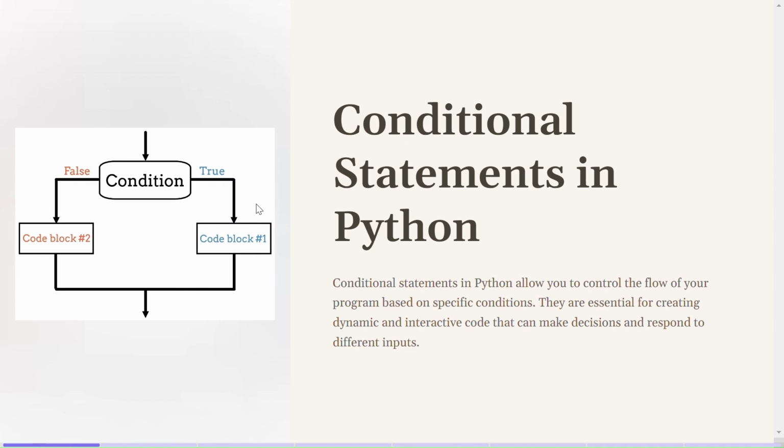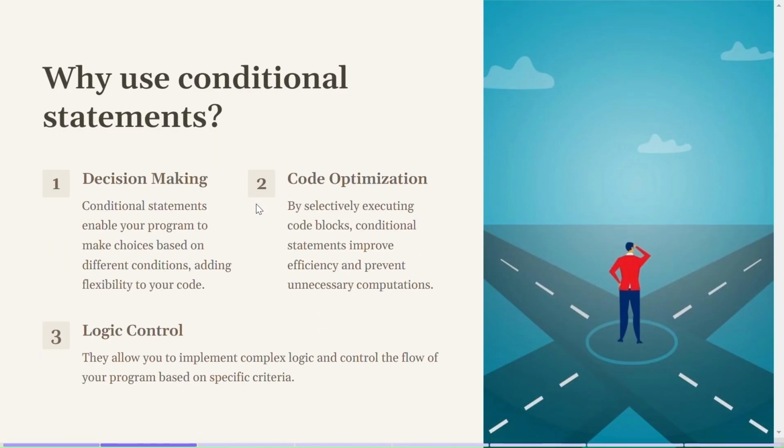Before we start coding, let's understand why conditional statements are so important. So, why use conditional statements? First, decision making, second, code optimization, and third is logic control. So, what is decision making? Just like in real life, programs often need to make decisions. For instance, should the program display a welcome message if the user logs in? Conditional statements help answer such questions.